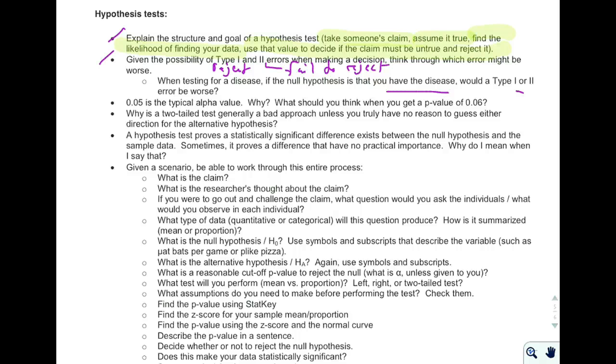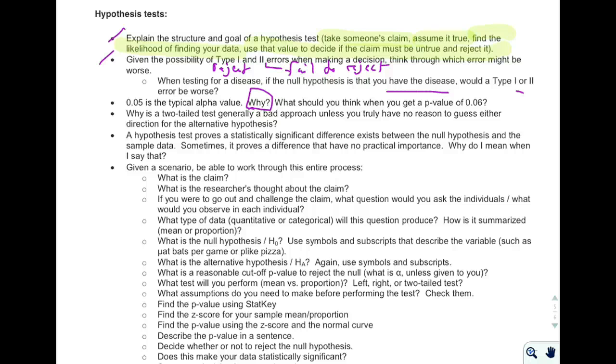Next one, it says 0.05 is a typical alpha value. Why? And then what should you think when you get a p-value that's a little bit off of that, let's say 0.06? 5% is a nice, clean, round number. I have 5 fingers on my hand. 5% rolls off the tongue. It's a reasonable value. It's more than 2 standard deviations each direction, which is kind of another thing that makes it a nice round number. There's nothing special about 0.05 other than 5% seems unlikely enough for most people.